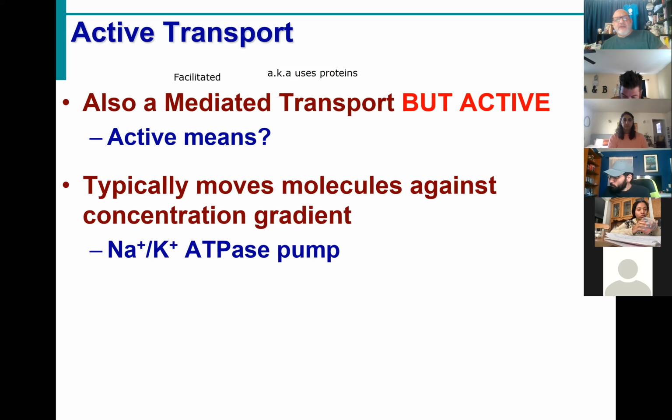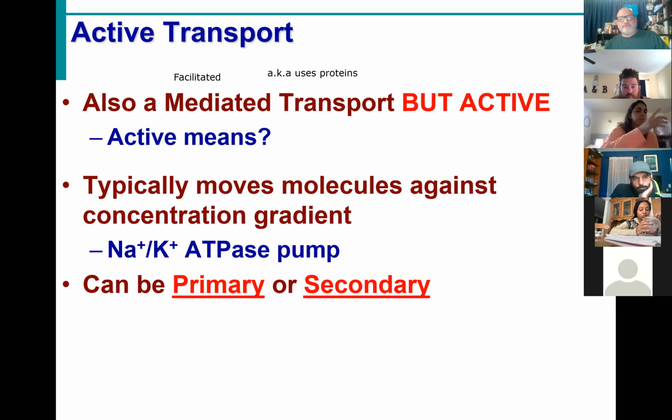Again, with active transport, typically we're moving things where they don't want to go, so that's usually against their concentration gradient. There will be some places, like for instance, when we talk about the urinary system or digestive system, where we're going to use active transport because we really want to get the things where we want them to go. But usually it's against the concentration gradient. And again, it comes in two flavors, primary and secondary.